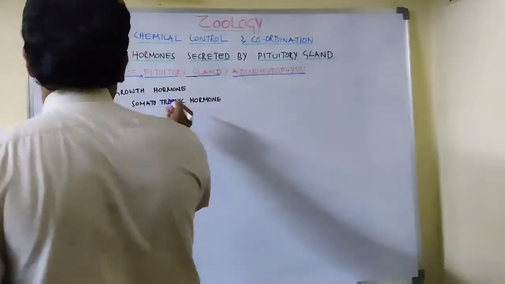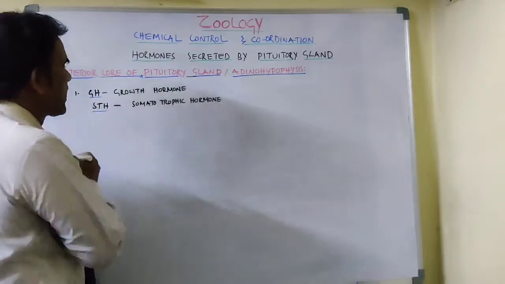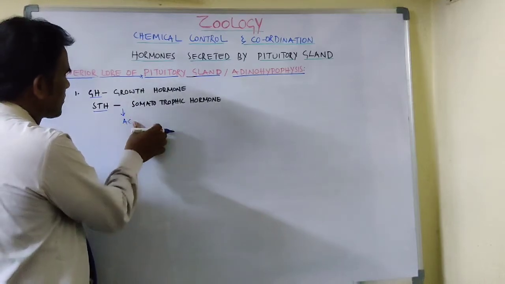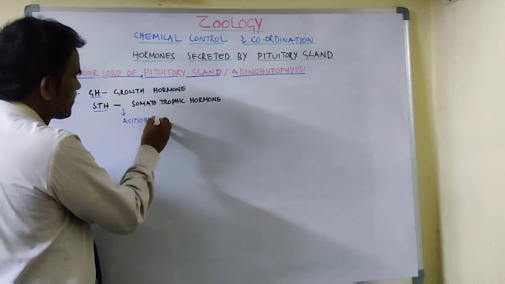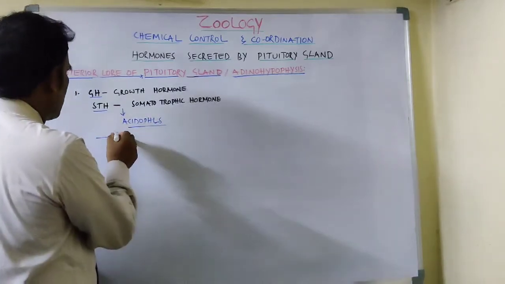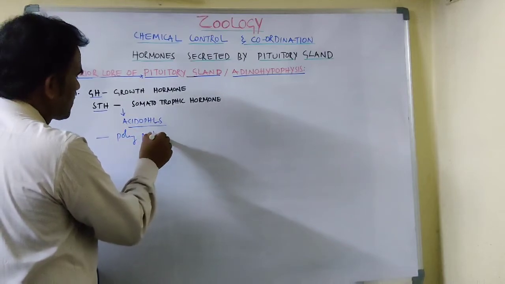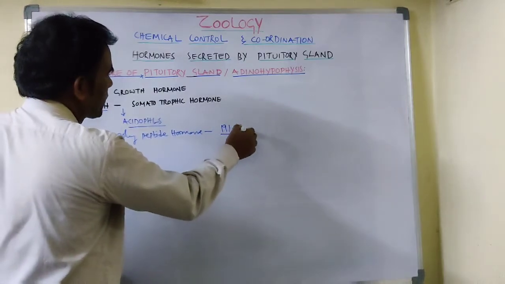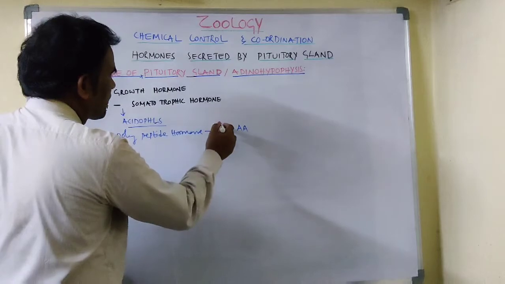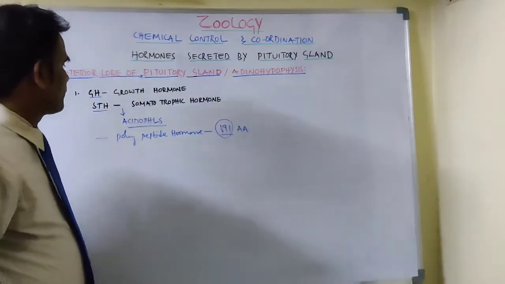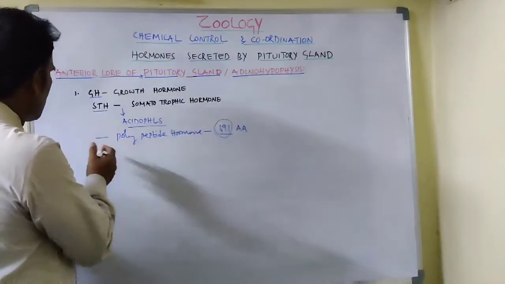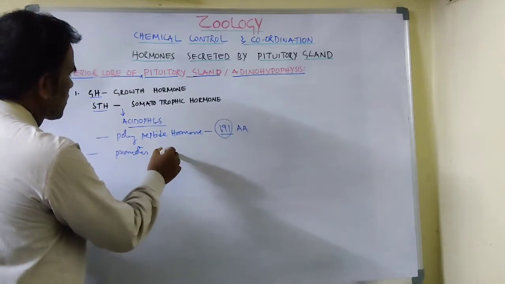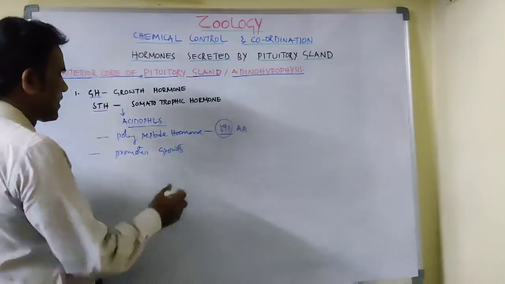The first hormone is called growth hormone. The growth hormone is also called the somatotrophic hormone. It is secreted by acidophils. This is a polypeptide hormone, and it is formed by 191 amino acids. This growth hormone mainly promotes the growth of all the body parts.